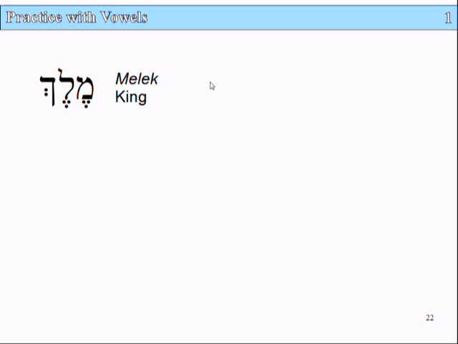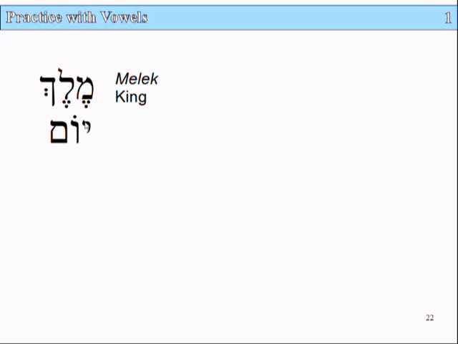Let's have a look at another one. Here we have another three-letter word. This one begins with a yod. It's the smallest letter. Remember Yeshua said, not one yod or tittle shall depart from the law. Well, this is a yod, and it has a y sound, like a y.